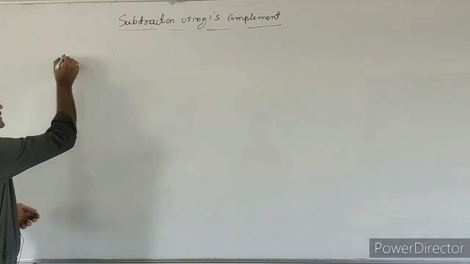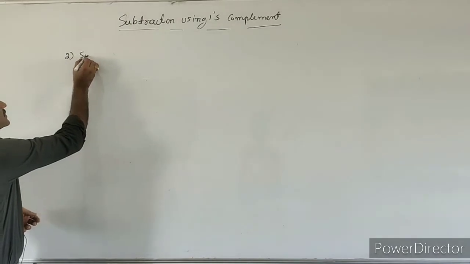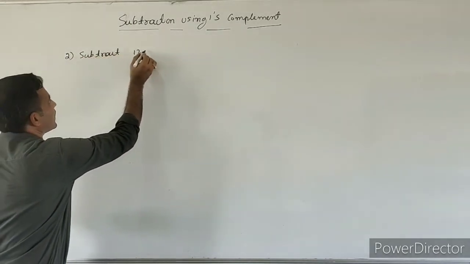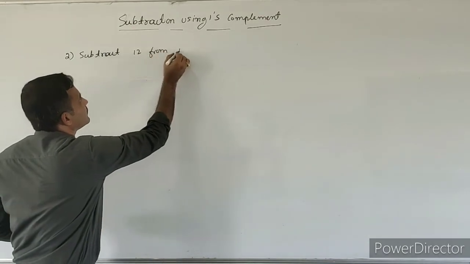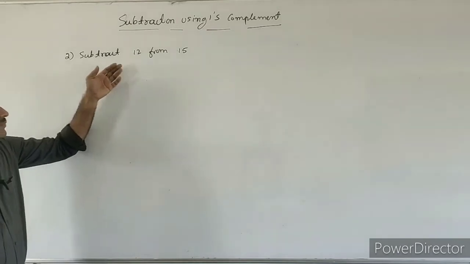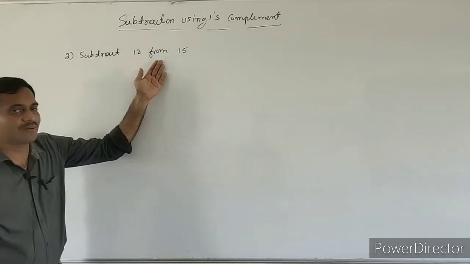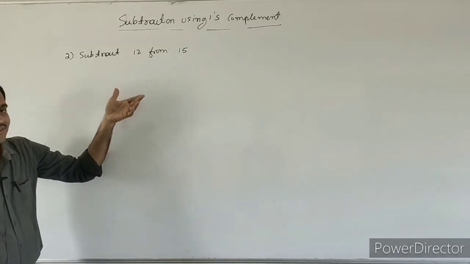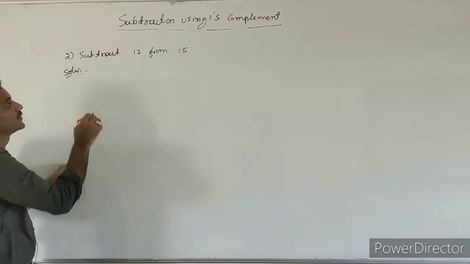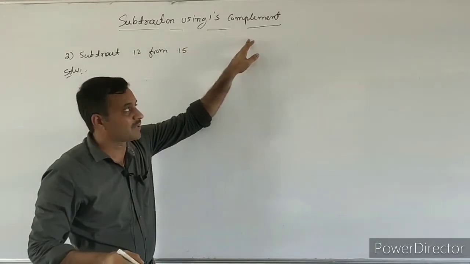Okay, take a second example. Subtract 12 from 15. Here we subtract a smaller number from a larger number, so the answer is a positive number. How do we subtract 12 from 15 using the ones complement method?